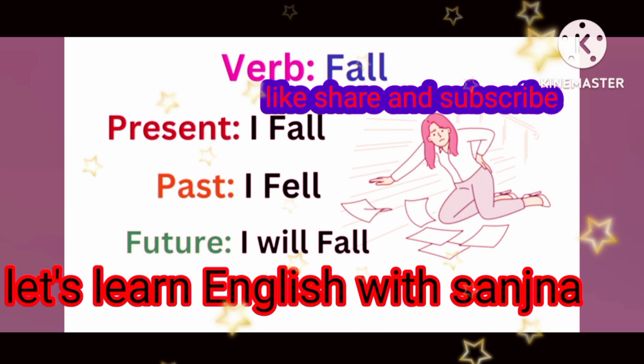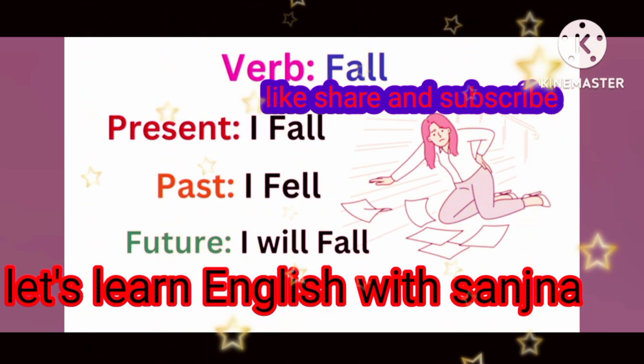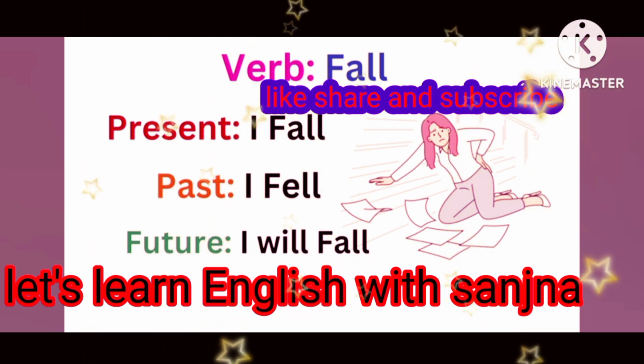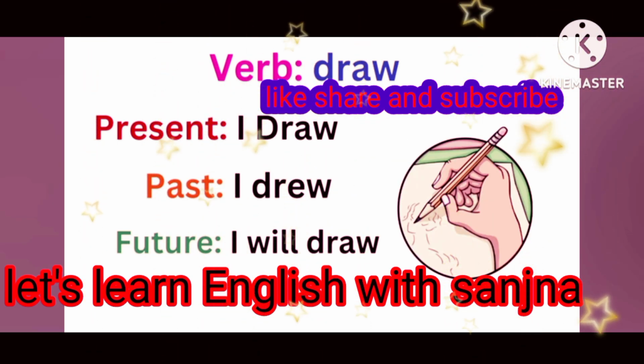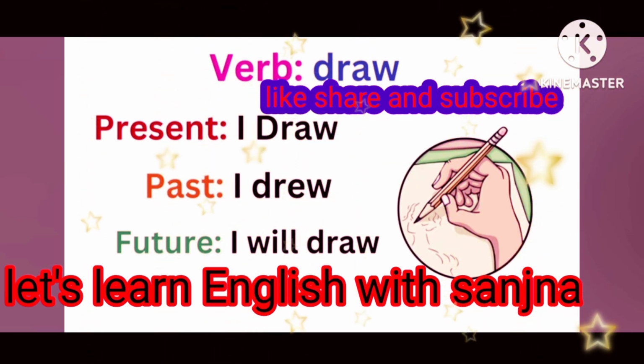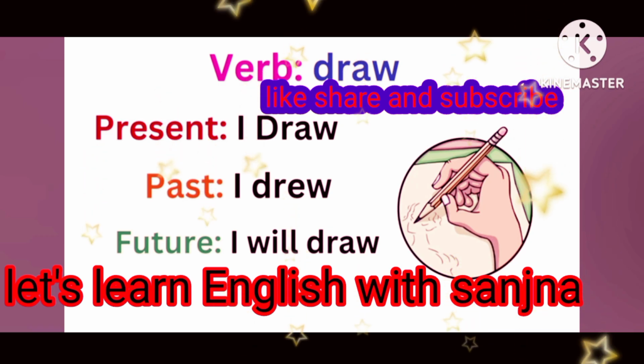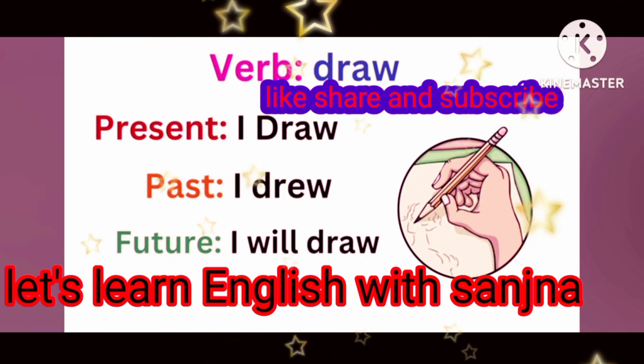Verb fall. Present, I fall. Past, I fell. Future, I will fall. Next is draw. Present, I draw. Past, I drew. Future, I will draw.